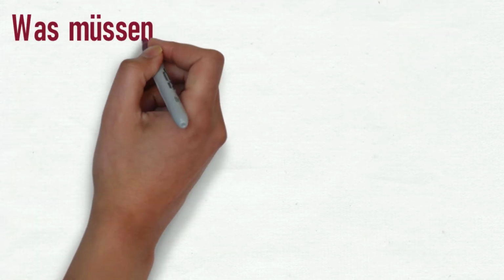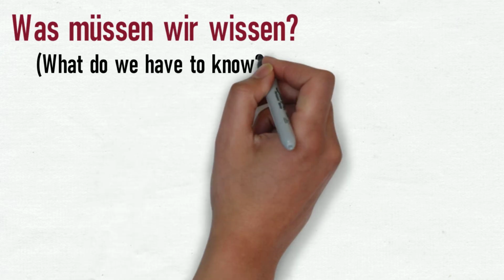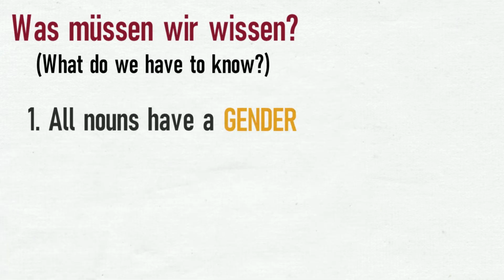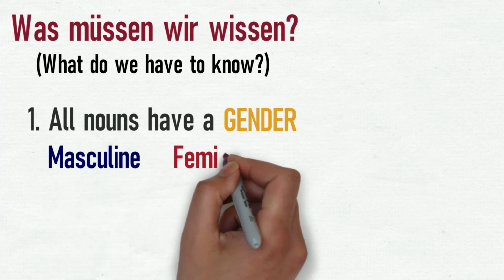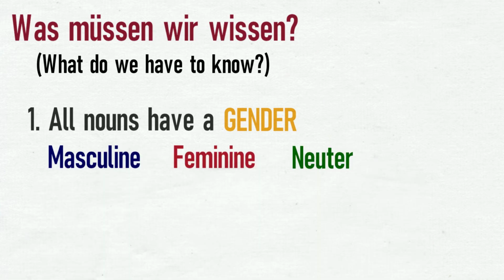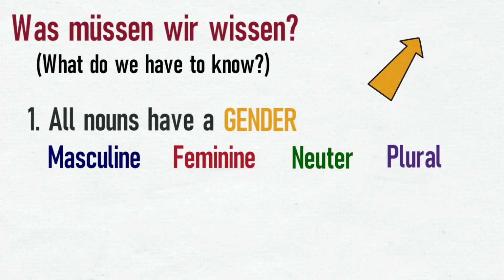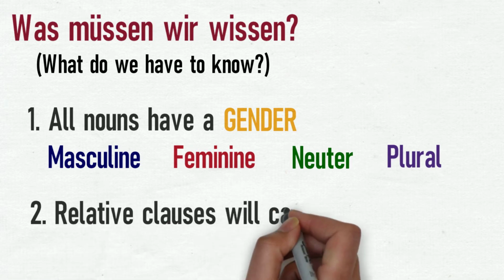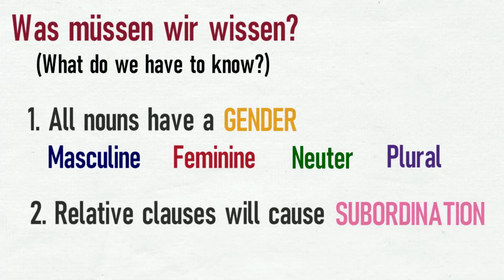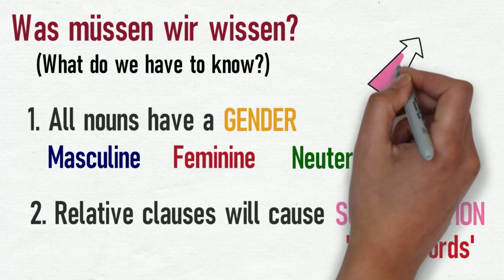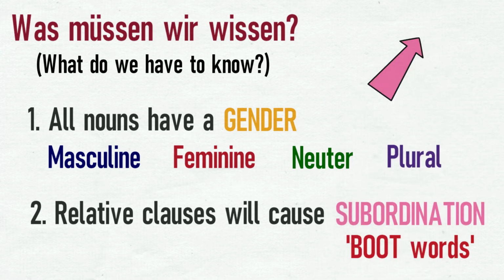In order to form a relative clause in German, there are 2 things you'll need to understand. The first is that all nouns have a gender. In German, the singular nouns can be masculine, feminine, or neuter, and we can consider plural nouns to have their own gender. If you need to recap how to guess what gender a noun is, please go back and watch my Genders of Nouns video by clicking here. The second thing you will need to understand is that relative clauses will include subordination. Another way to say this is that the word meaning who, which, or that will be a boot word. If you aren't sure what this means, or need a refresher on this, please click here to view my boot word or subordination video.